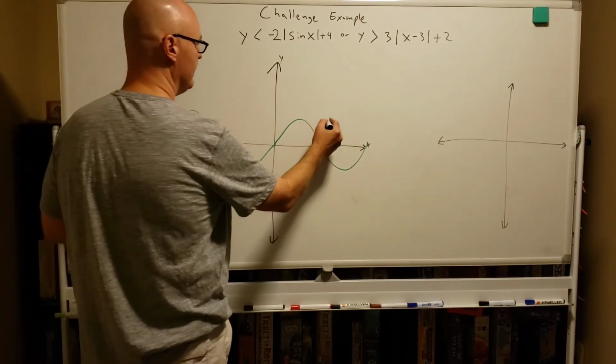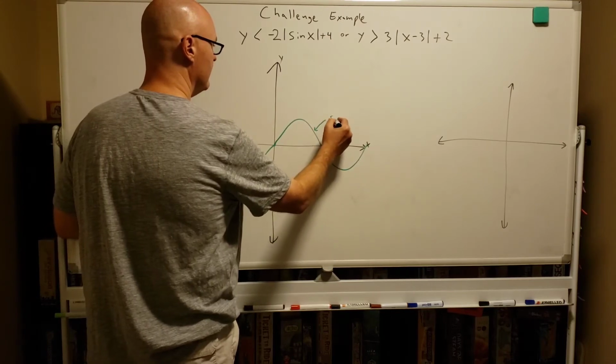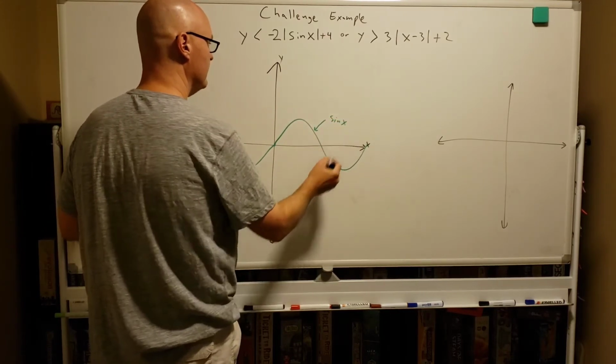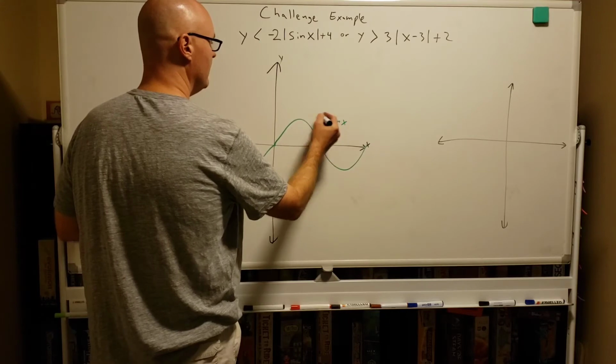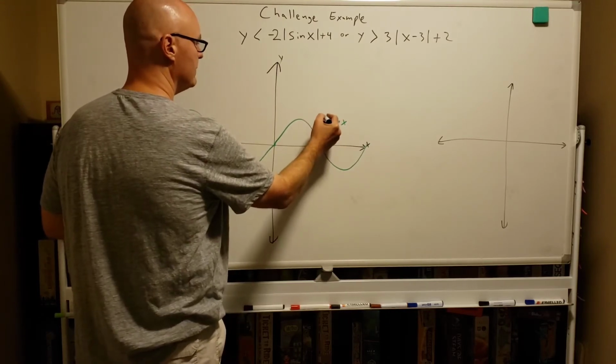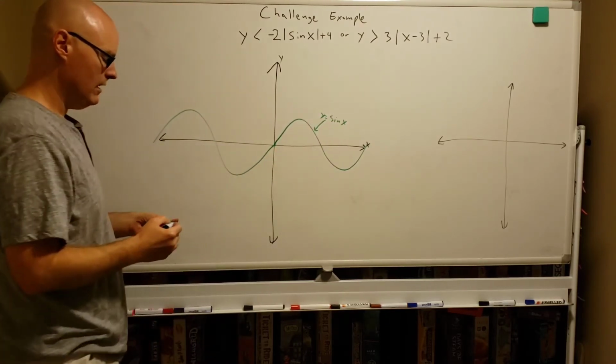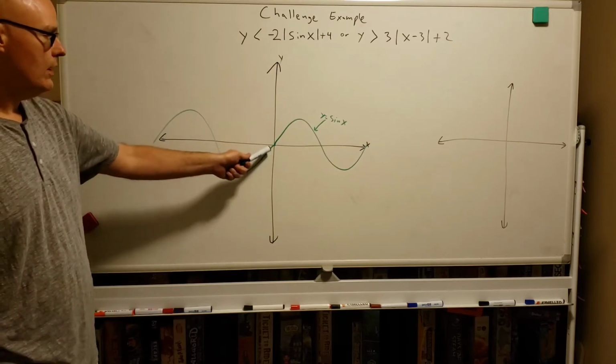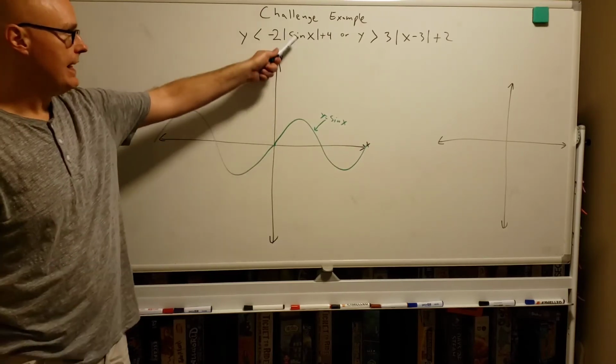Okay, so this is sine of x. So this is y is equal to, right? So y is equal to sine of x. So now let's take the absolute value.